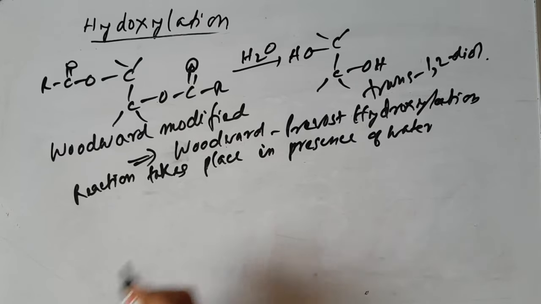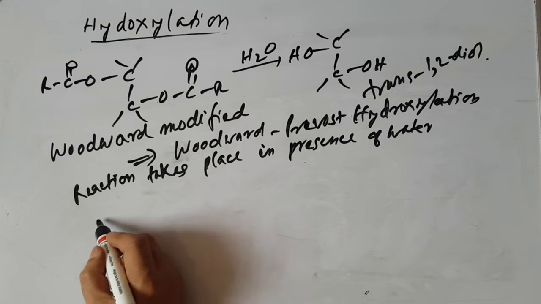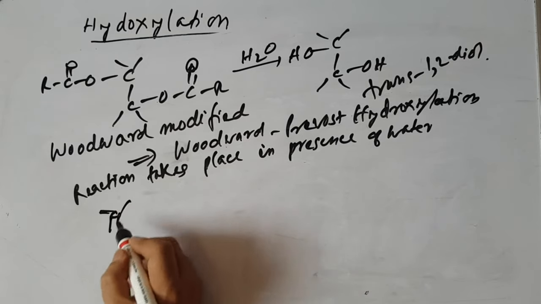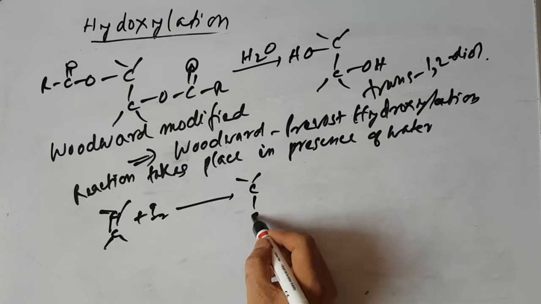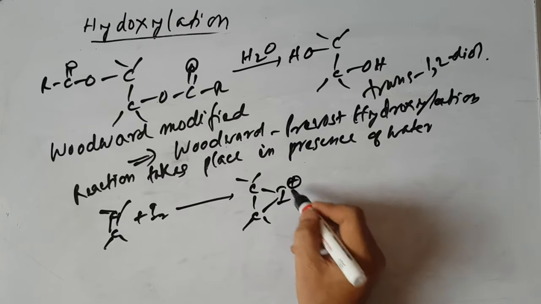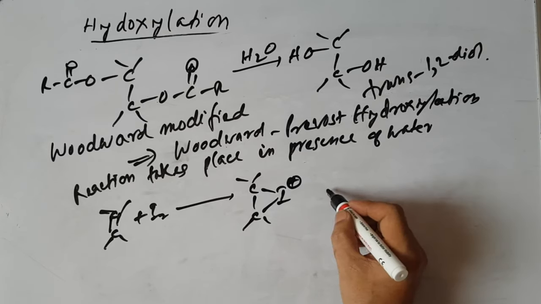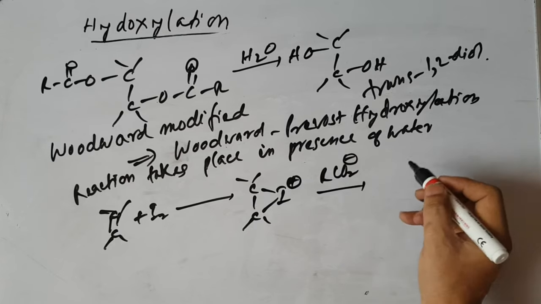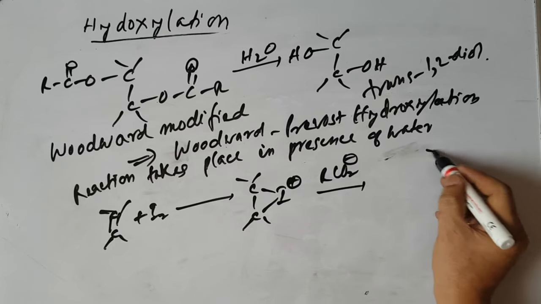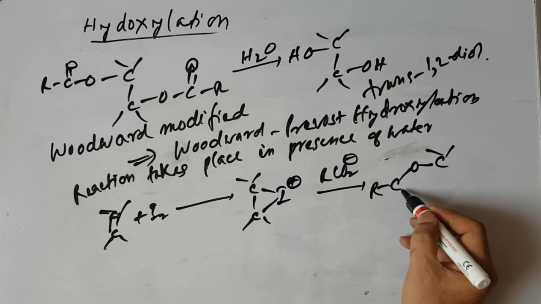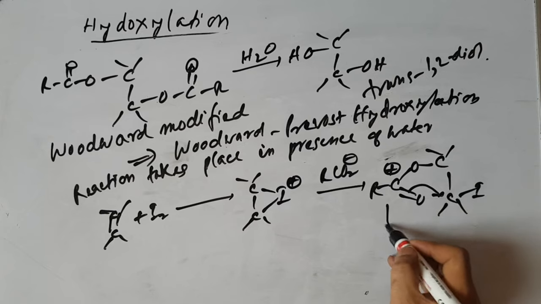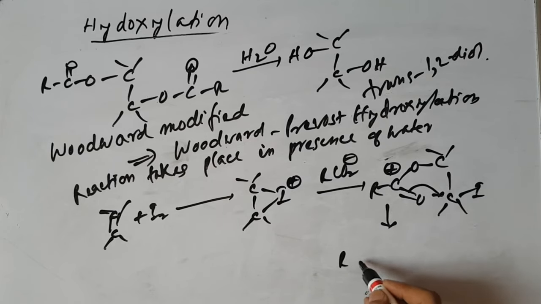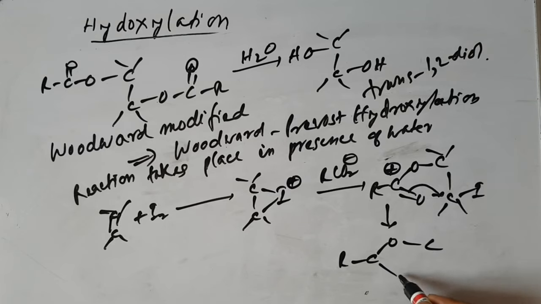Like earlier, I'm repeating again the mechanism of the reaction. First is attack with the iodine, so we got an iodo product, addition takes place with iodine. Then there is a positive charge, and the acetate ion attacks on the back side. So we got R, C, double bond O, O, C, iodine. Up to this it is the same as the earlier case. Then we got this product, R, C, O, O, C.